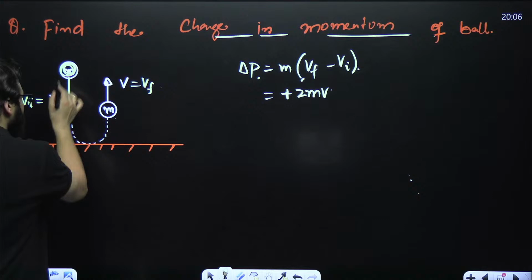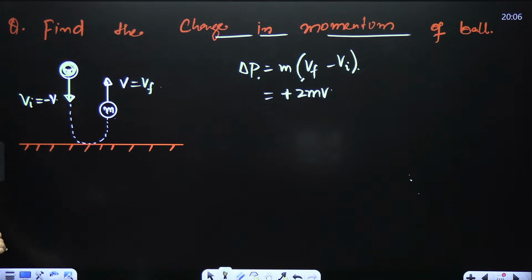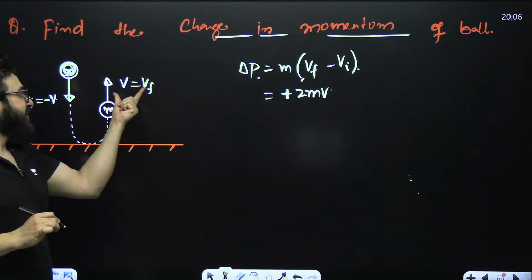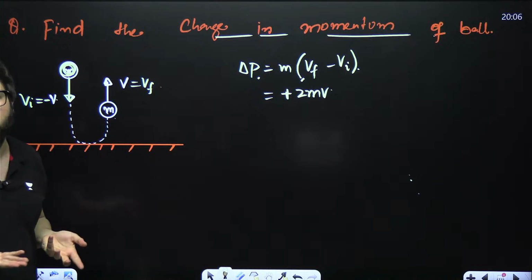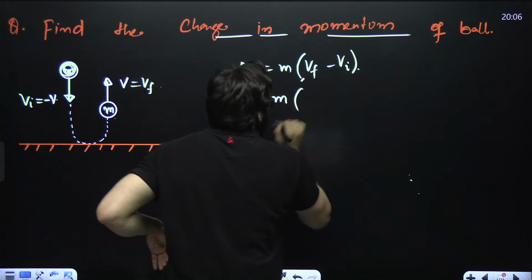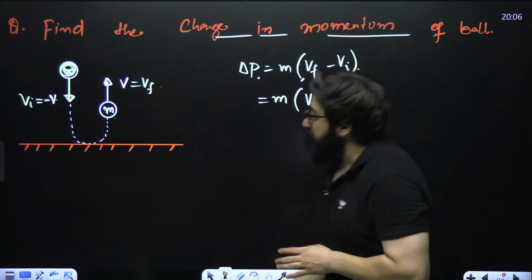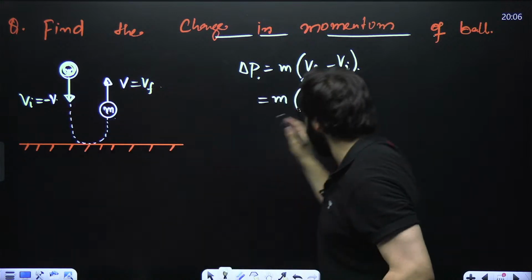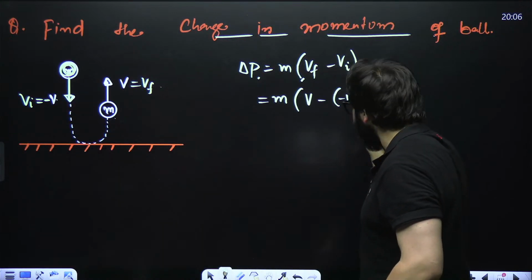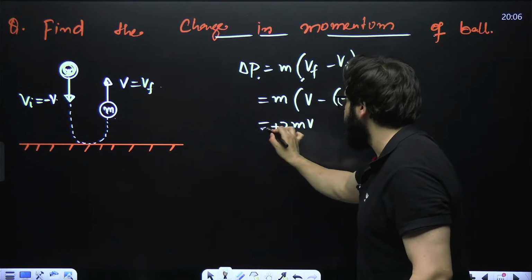So here, the ball is falling down, so that is its initial velocity. So the initial velocity is minus v. It is falling down, and then it is going up. The final velocity in this case is obviously positive. So I can write in this particular case mass into final velocity, which is positive, minus initial velocity, which is negative, so negative v. Now v plus v is 2v. So this will be 2mv. Sorry.